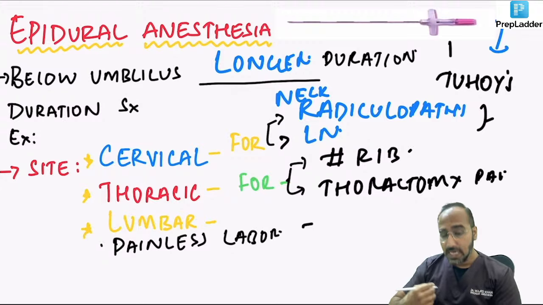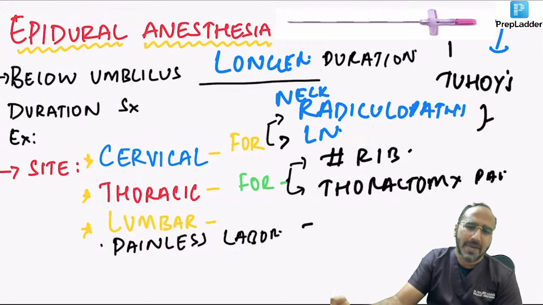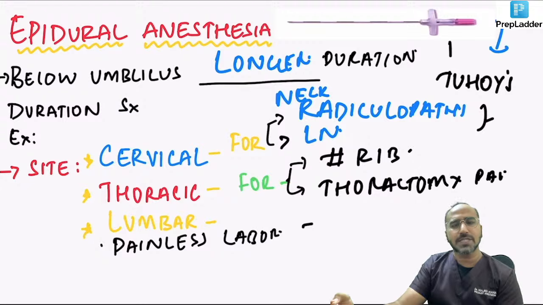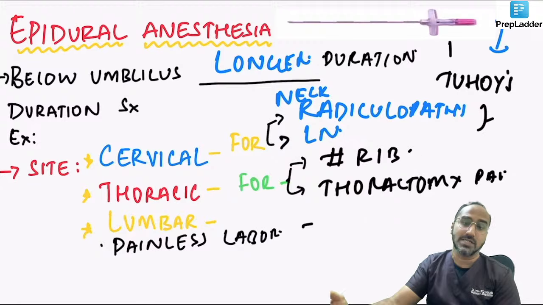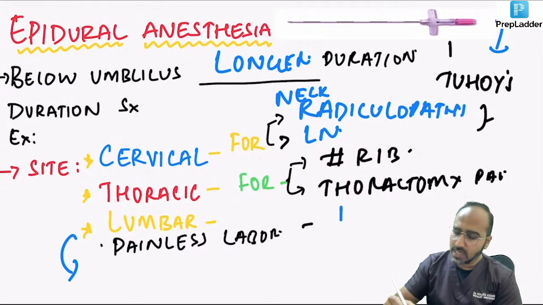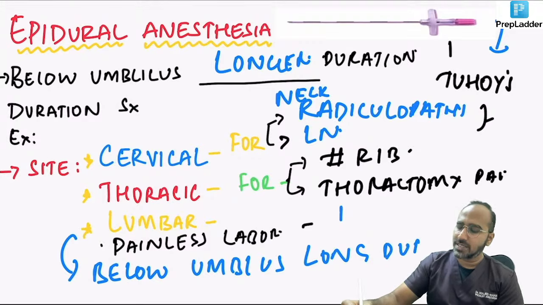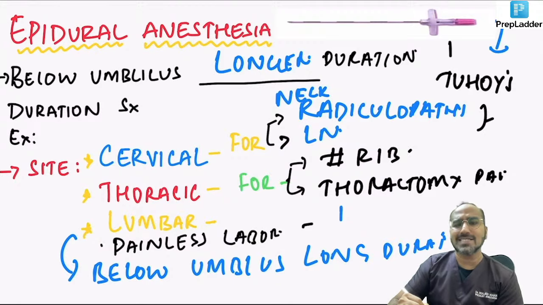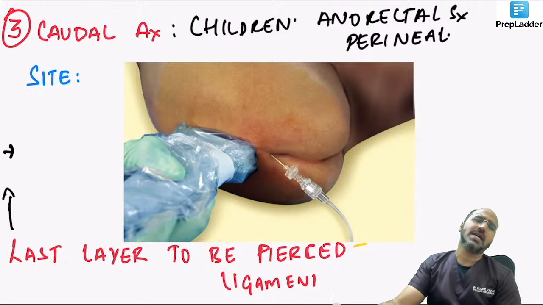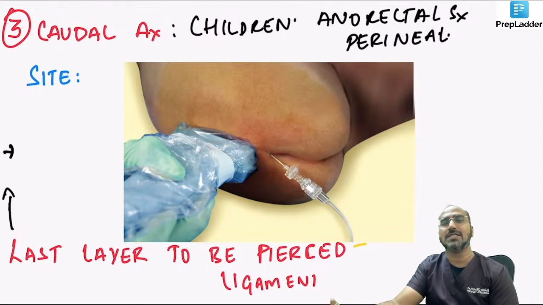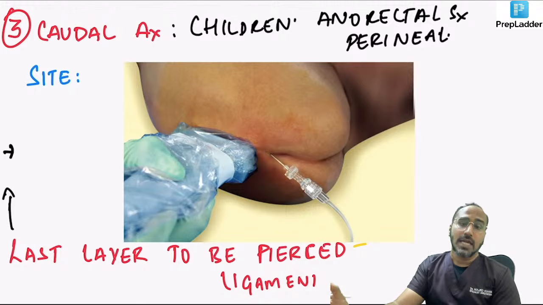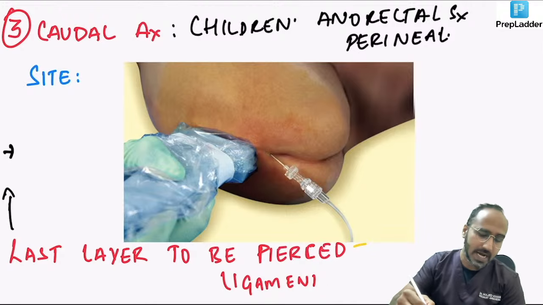Thoracic epidural is placed if the patient is having rib fracture or thoracotomy pain, you place a thoracic epidural. Lumbar is usually given for below umbilicus surgeries as well as painless labor. Lumbar is usually used for below umbilicus long duration surgery as well as painless labor, you can use this lumbar epidural. Okay. Now there is one more anesthesia which is called caudal anesthesia. Guys, caudal anesthesia is nothing but you are giving an epidural anesthesia in children at the level of the sacral hiatus.